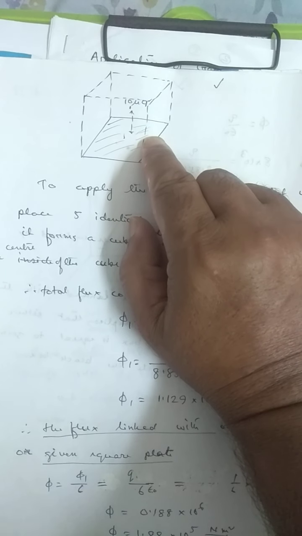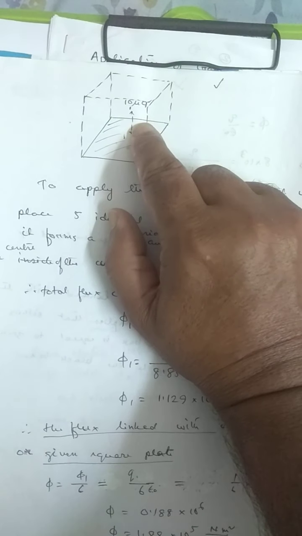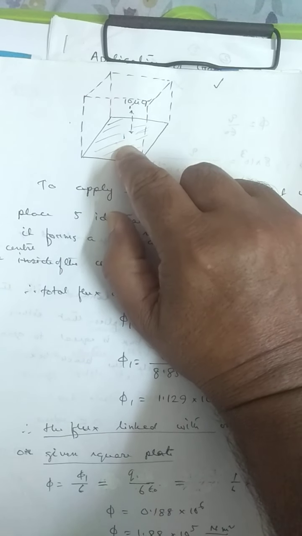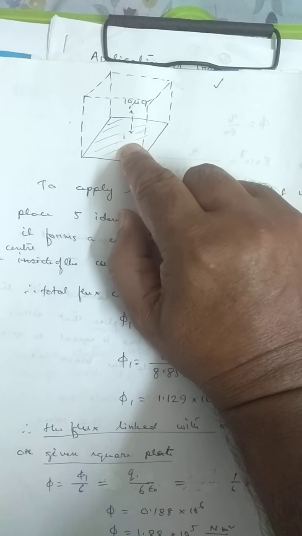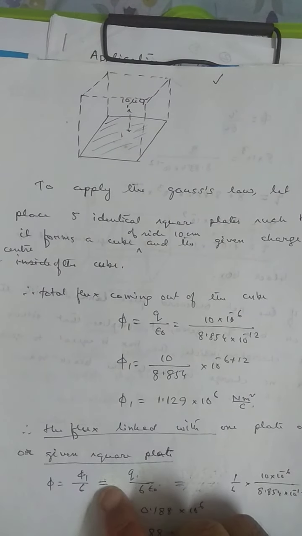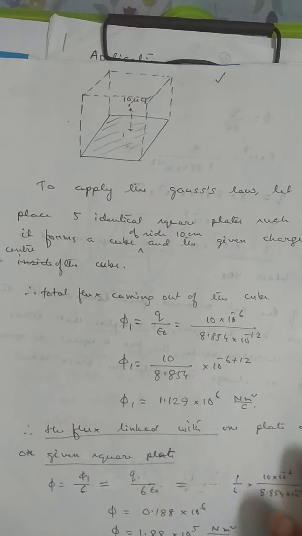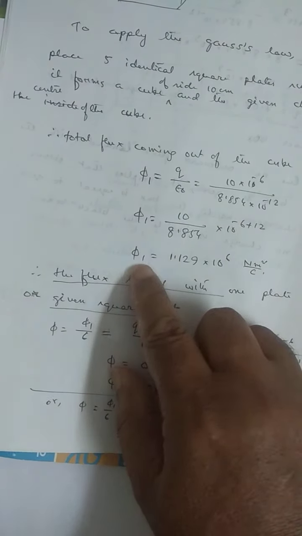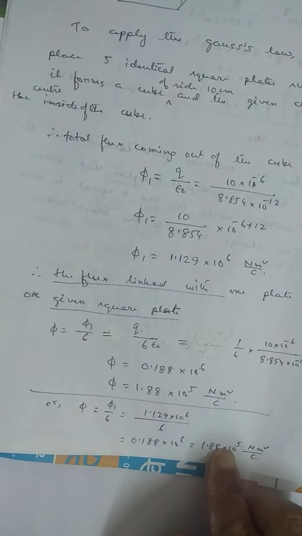So what is the flux linked to the whole cube? It is Q by epsilon 0. But what is the flux linked to one surface of the cube? Since a cube has 6 faces, the flux linked to one face of the cube is 1/6 of the total flux. Phi 1 is 1 by 6 of the total flux linked to it, which is Q by epsilon 0. So in this way, we are getting this.